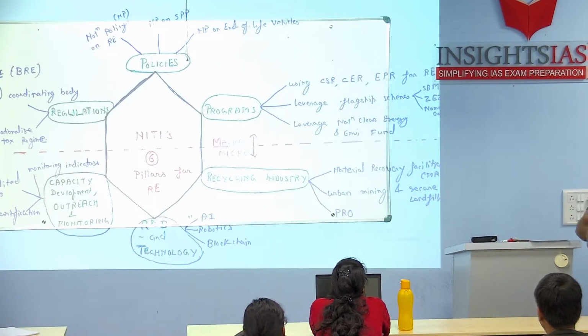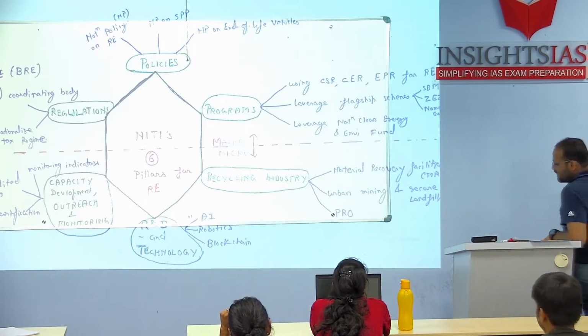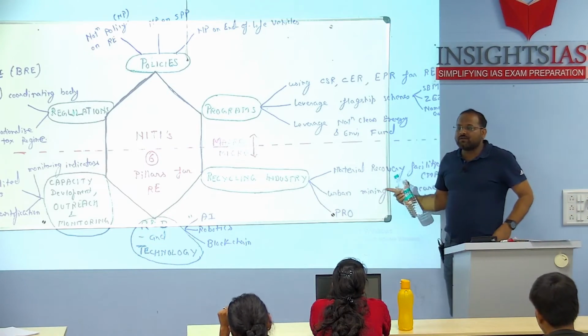Next is research, R&D and technology. What kind of technology do we need? Definitely BBMP is not using it, but this can be used. They are using artificial intelligence, blockchain and robotics. When I give examples, I don't mean literally, I mean that you should remember it somehow. What kind of technology should you bring?